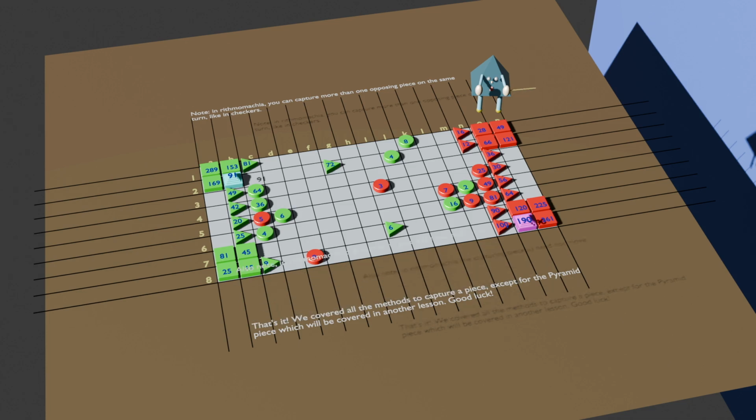That's it. We covered all the methods to capture a piece, except for the pyramid piece, which will be covered in another lesson.